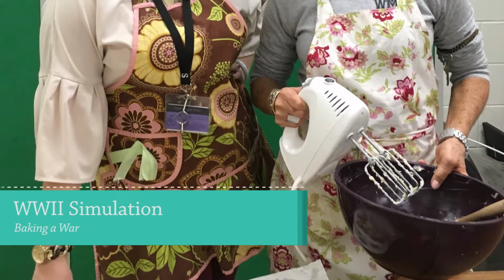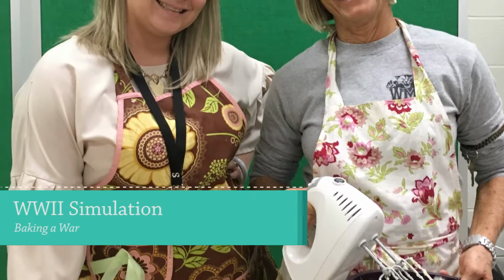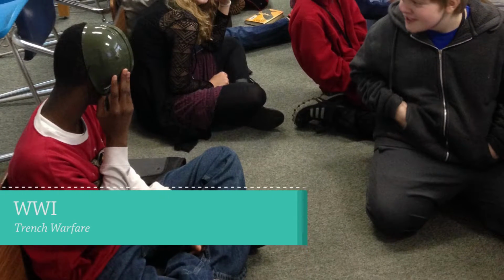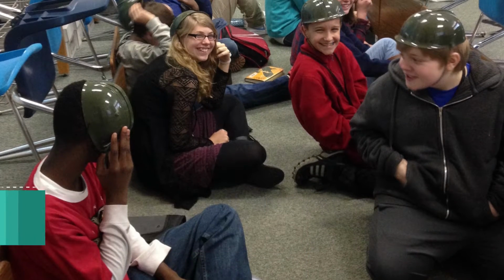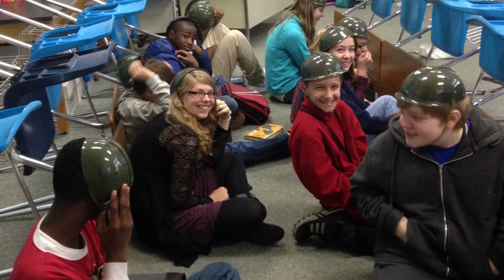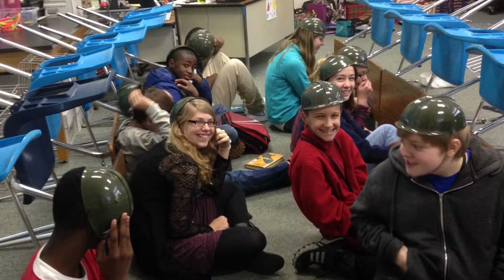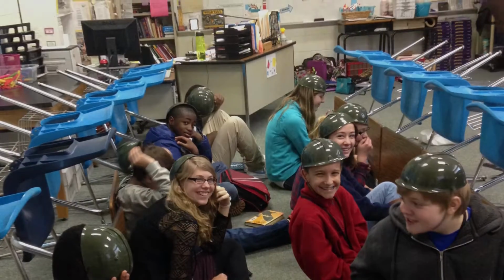World War II is another time that we do several simulations. The first thing we do is we start out baking a war, where we put all the ingredients that represent the causes of World War II into a cake. And so the students get to bake a war. And then we do a trench warfare simulation. We take our desks and put the legs facing outward to simulate barbed wire. And we have the students down in the trenches writing letters home. We make the room very, very cold. It's usually in the wintertime. We leave the window open.